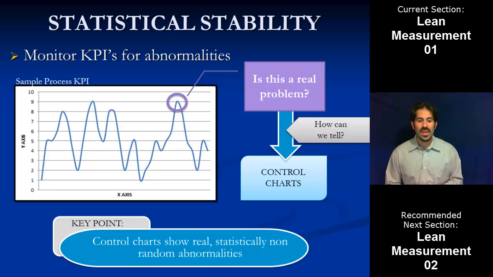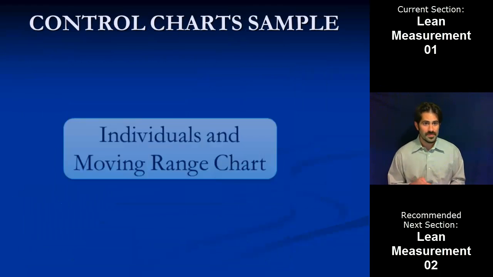So the key takeaway out of here is that a control chart actually shows the real abnormalities, right? The ones that are statistically relevant, that are true. And when a control chart shows an abnormality, that means we do need to go look at it. Something external happened. This is a real problem that needs to be addressed.